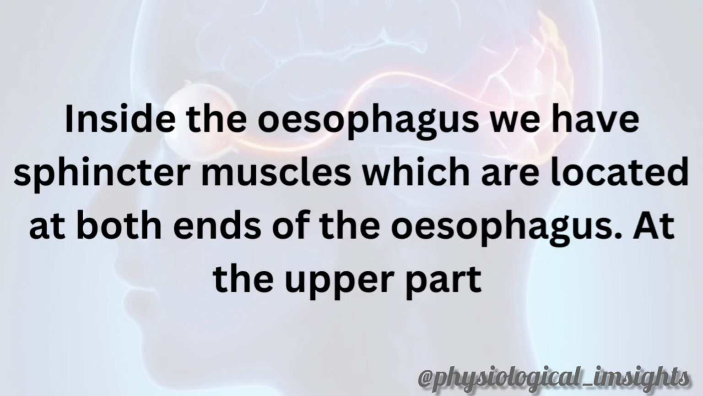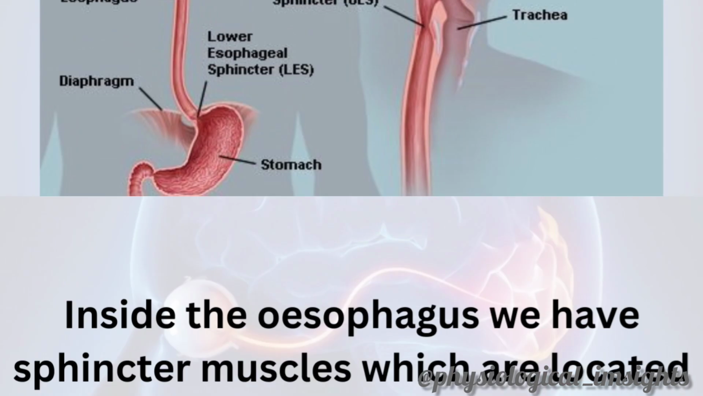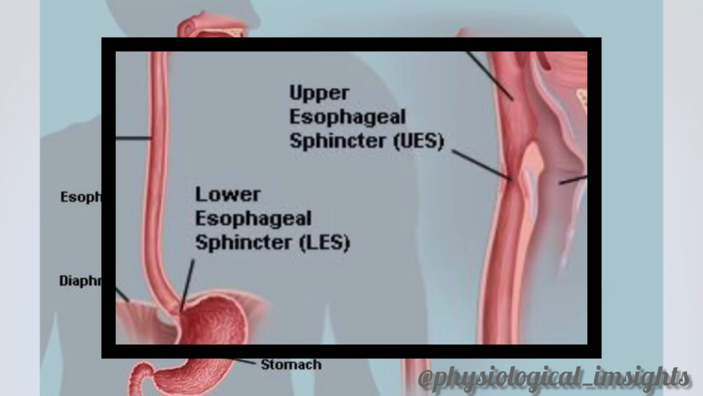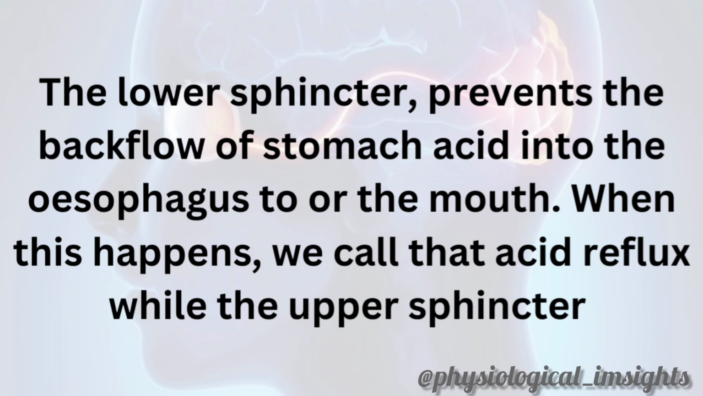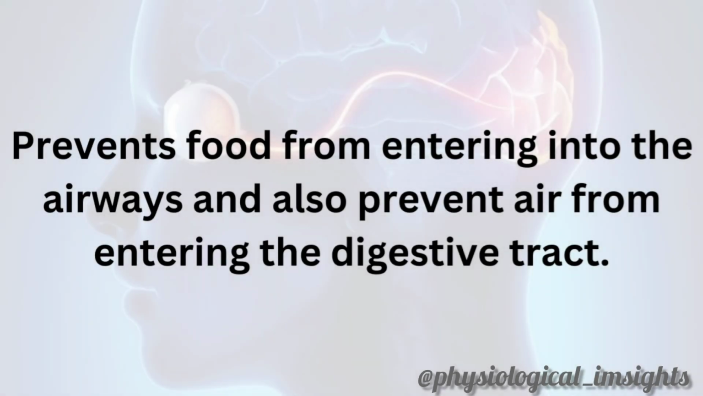Now right inside the esophagus we have sphincter muscles which are located at both ends of the esophagus. At the upper part we have the upper esophageal sphincter, while at the bottom we have the lower esophageal sphincter. The lower sphincter prevents the backflow of stomach acid into the esophagus or the mouth. When this happens, we call that acid reflux, while the upper sphincter prevents food from entering into the airways and also prevents air from entering the digestive tract.